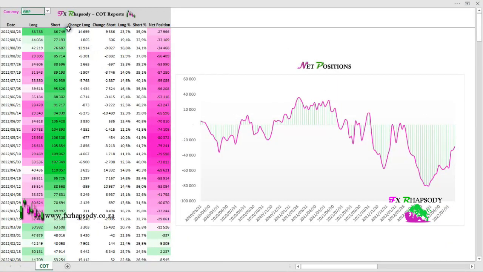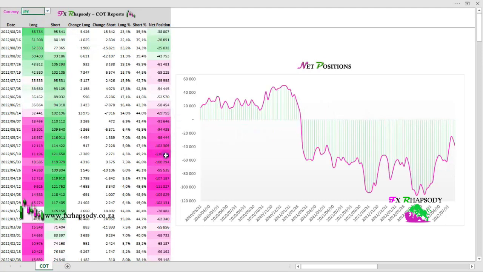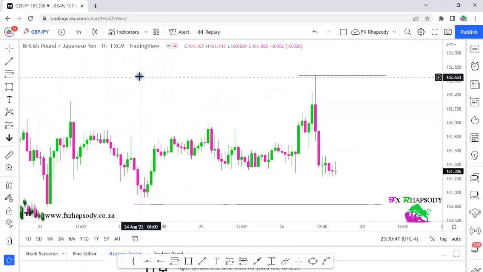Let's just first do the Japanese yen so we can have a look here. Japanese yen went from a negative 110,000 all the way down to a negative 25, now up again to a negative 38. So what's happening? Longs are being opened in the market, but more shorts are being opened. So you get this nice little dip. Okay, so we have a reaction of price consolidating here.